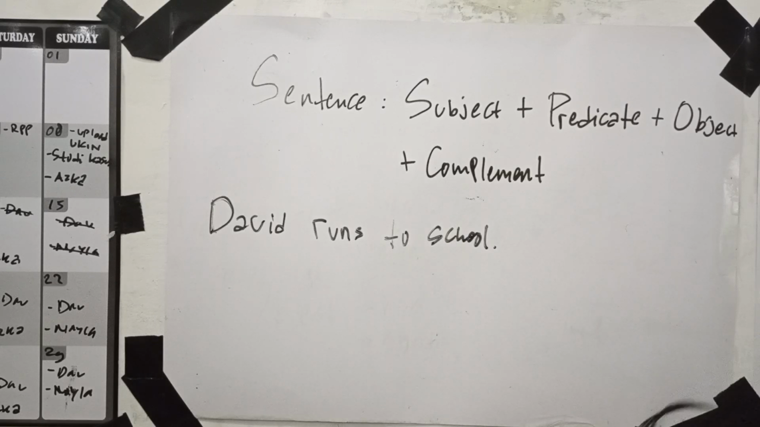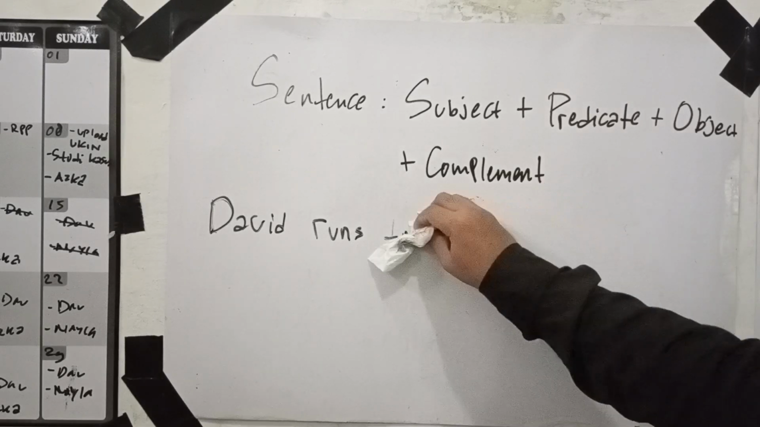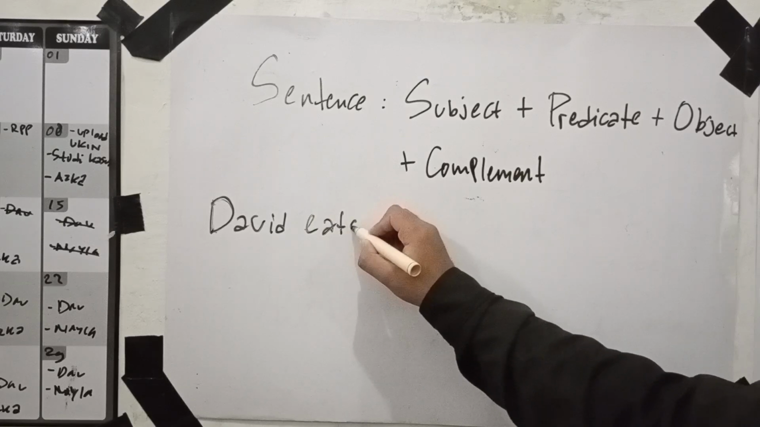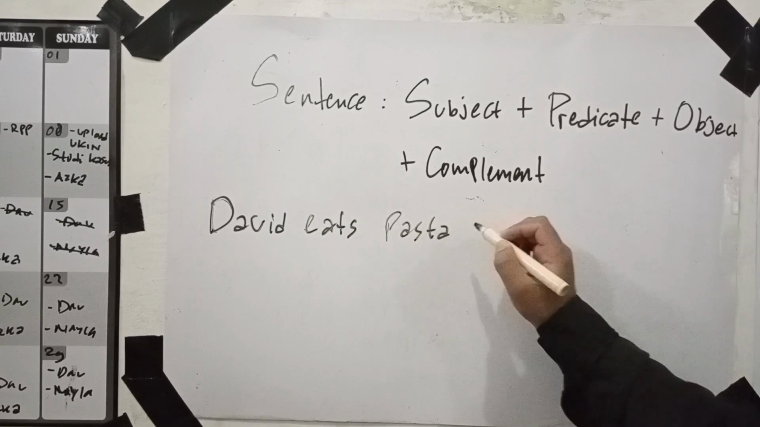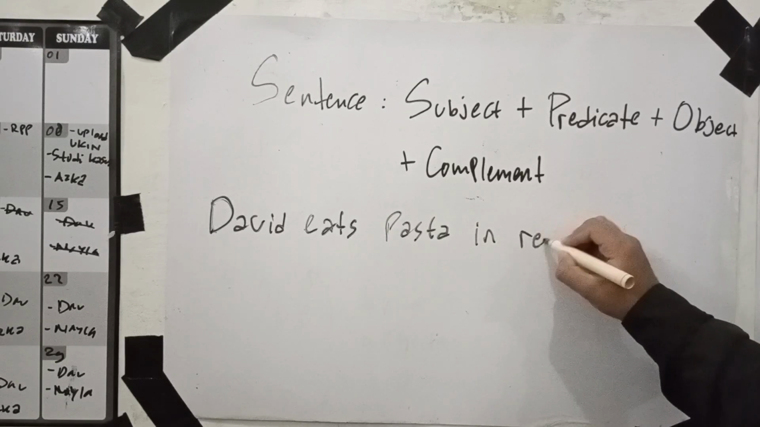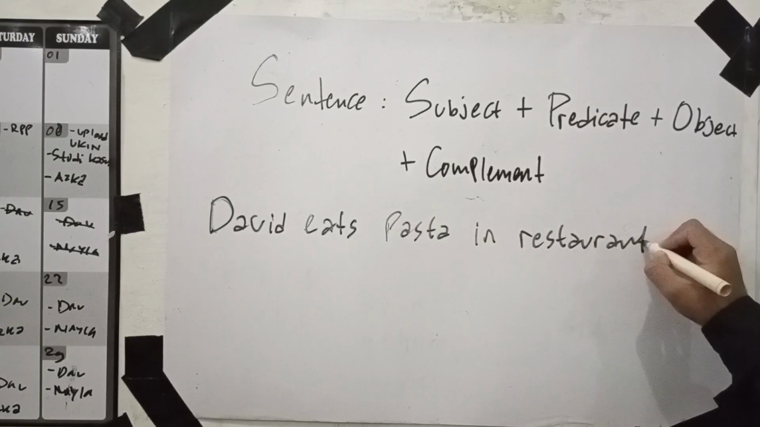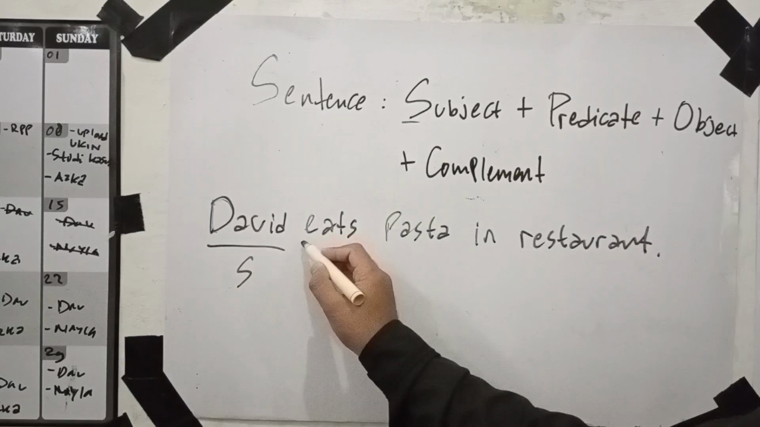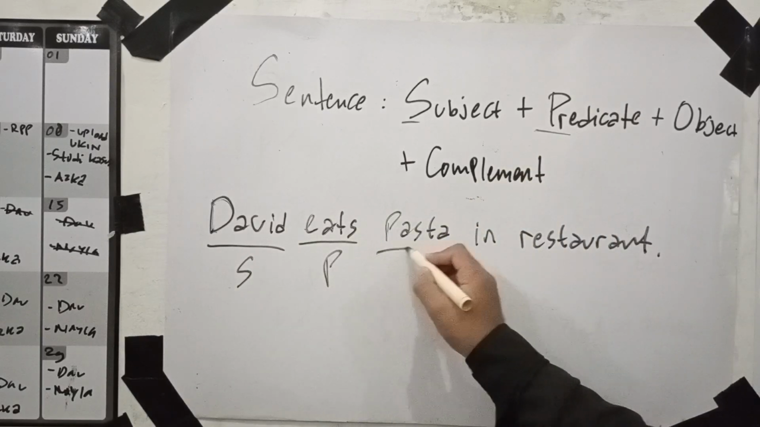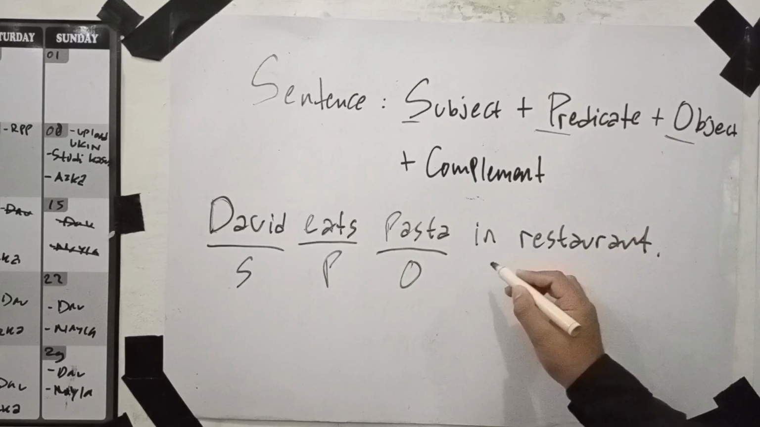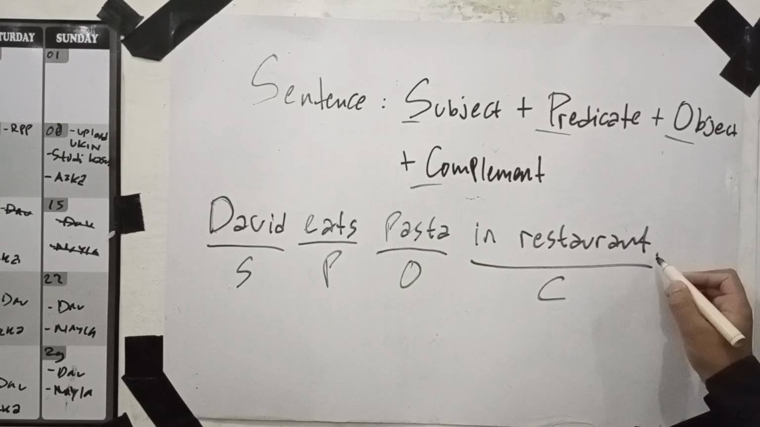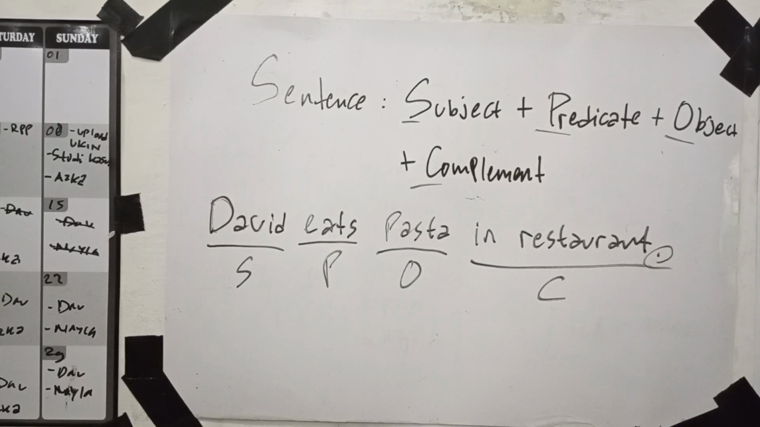If you want to put an object, it is possible based on the context of the sentence. For example, we change runs into eats pasta in a restaurant. Okay. S, P, O, and the last is C. SPOC, and that's why. And don't forget the period. And that's how you make a sentence.